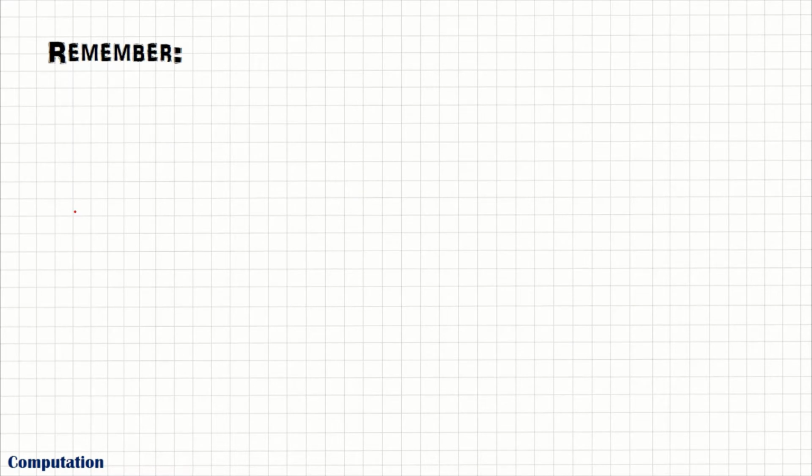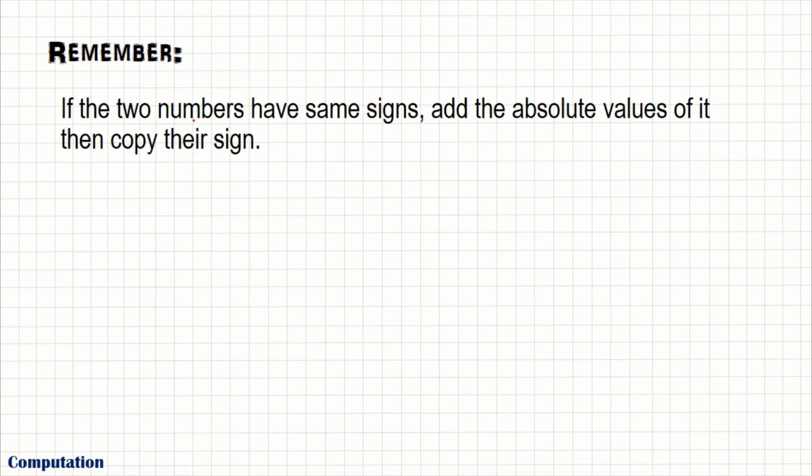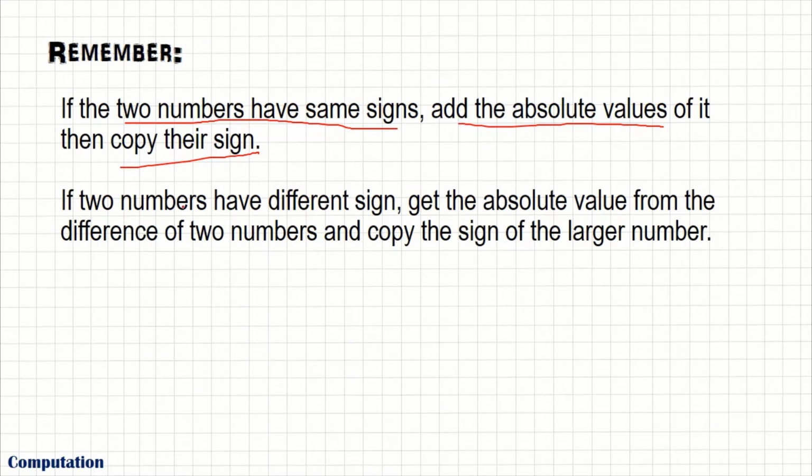From our examples earlier, we can conclude the following. If the two numbers have the same signs, then add the absolute values of it and copy their signs. And if the two numbers have different signs, get the absolute value from the difference of two numbers and copy the sign of the larger number.